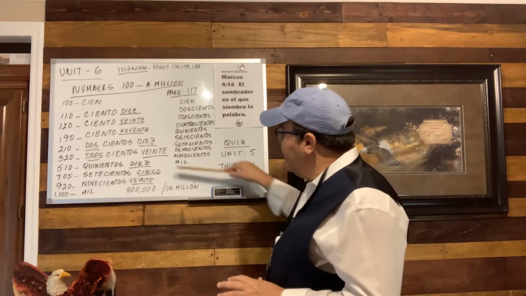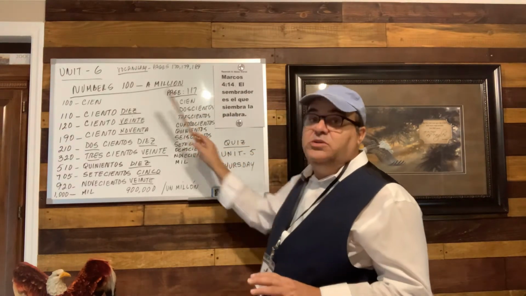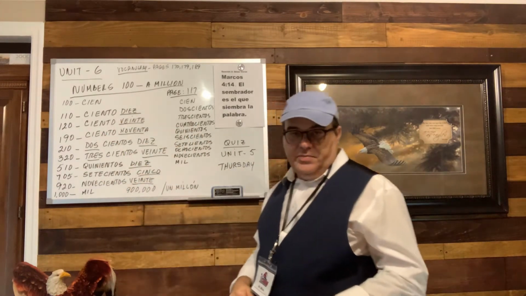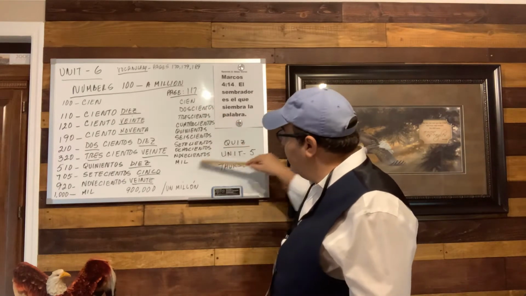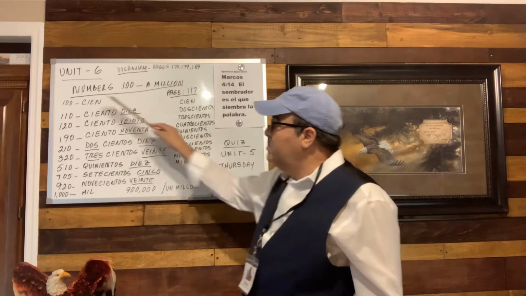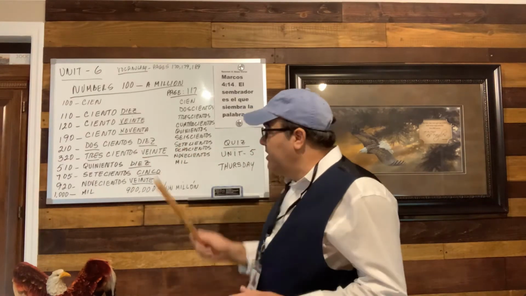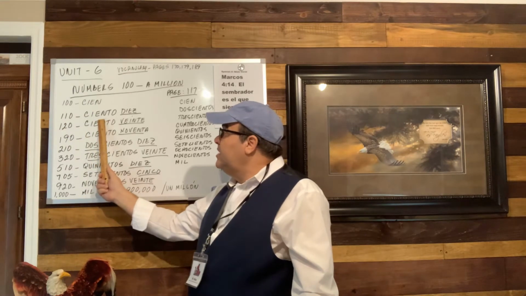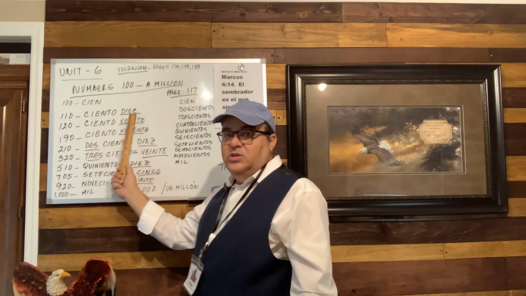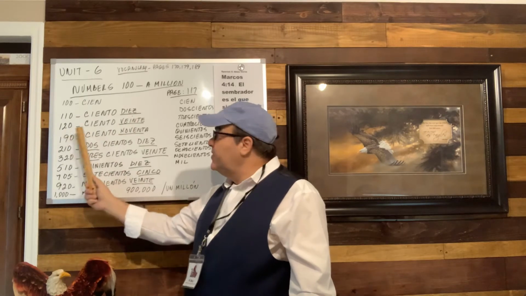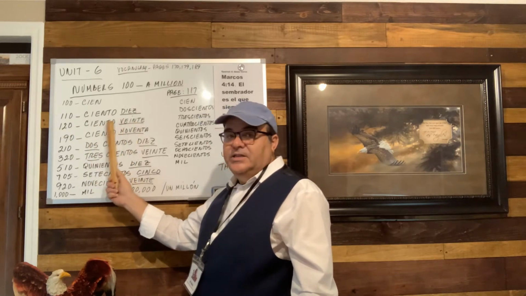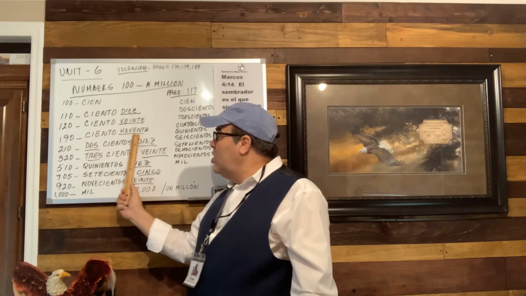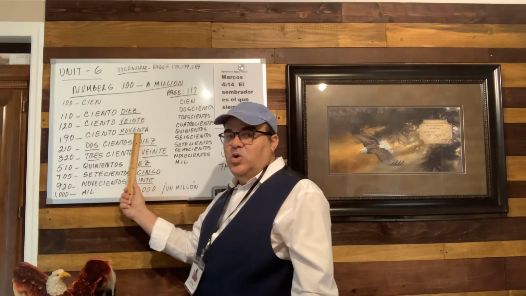I want you to pay attention to this one, because that's what we're going to use for all these numbers from 100 through the million. This is what we have to remember to make all the rest of the numbers. For example, 100, 110, 120, 190.